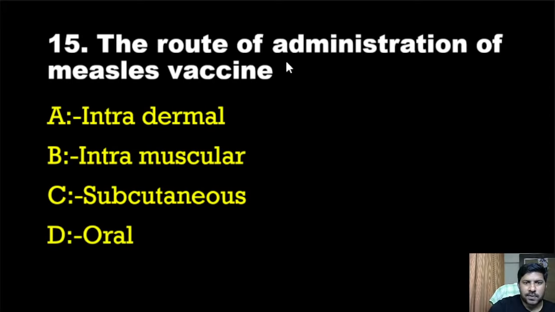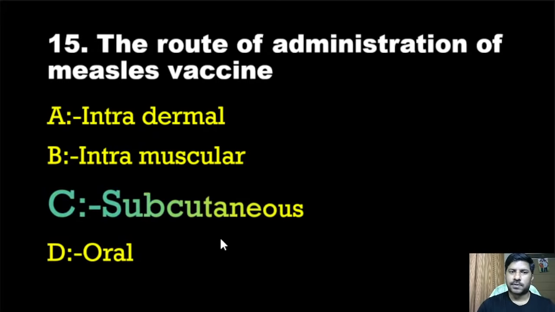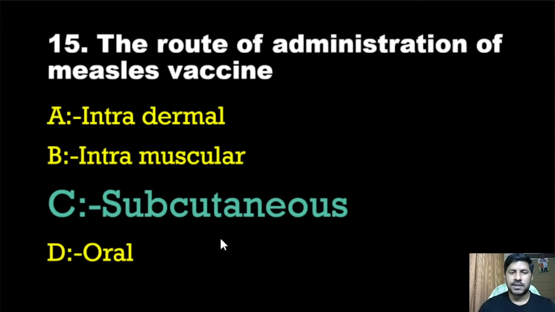15th question. The route of administration of measles vaccine. Intradermal, intramuscular, subcutaneous, oral. It is a repeated question. I think most of you know the correct answer. That is option C, subcutaneous route. Measles vaccine is administered through the subcutaneous route.